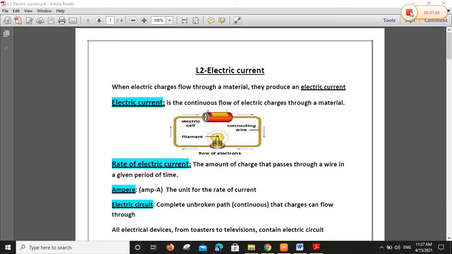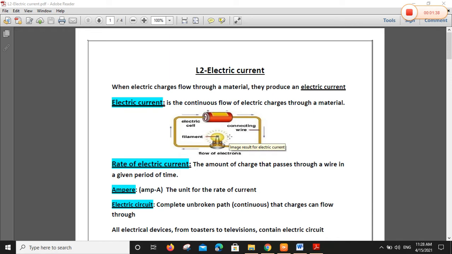Flowing, not building up on an object without flowing like static, but electric current means electric charges flow through a material. So electric current is a continuous flow of electric charges through a material. Look at the electric circuit: the dry cell, the source of electric current, the connecting wire, this conductor, to allow electric charges to flow through, and the filament or lamp that indicates if the current flows or not.